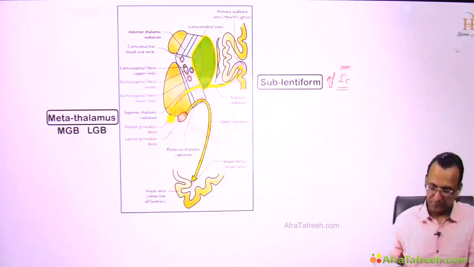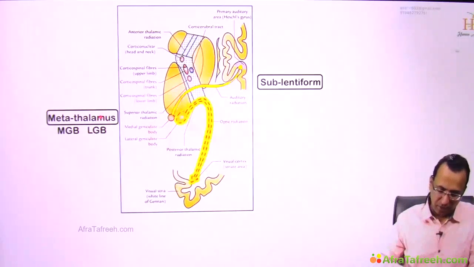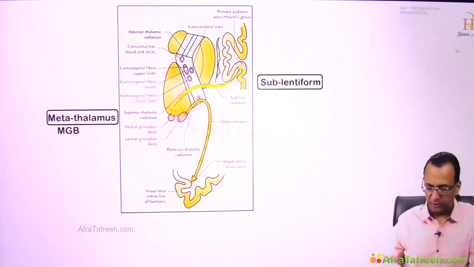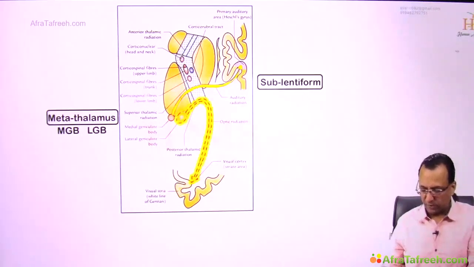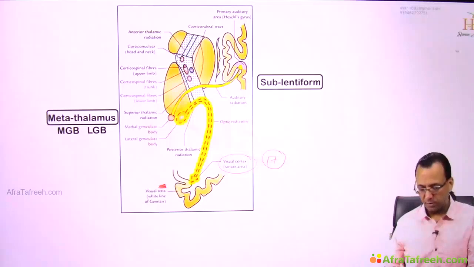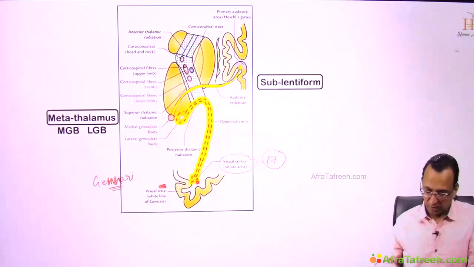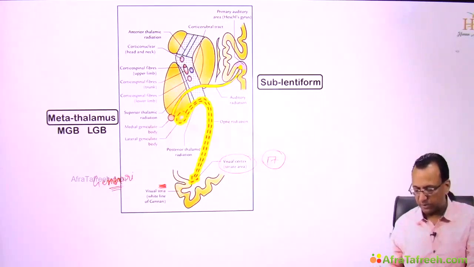And what about the visual pathway? That is the light pathway, lateral geniculate body, and going towards the occipital visual cortex. And occipital visual cortex is also area number 17. It is called as striate cortex. Why is it called striate cortex? Because there are some striations of Gennari. So there are some striations of Gennari in the occipital visual cortex, area number 17. That is why you are telling that this is a striate cortex.